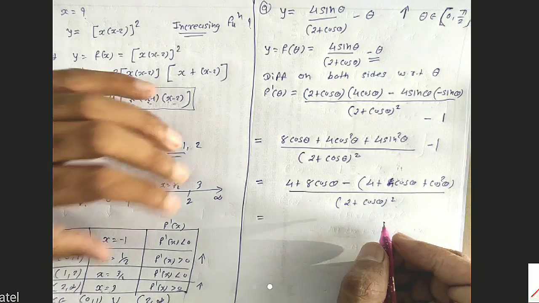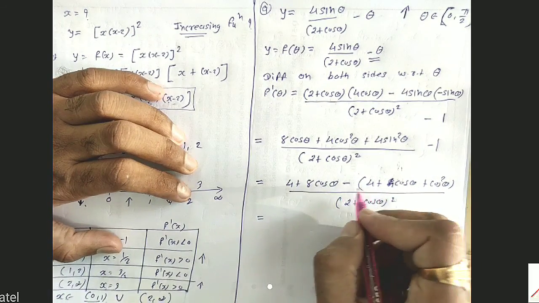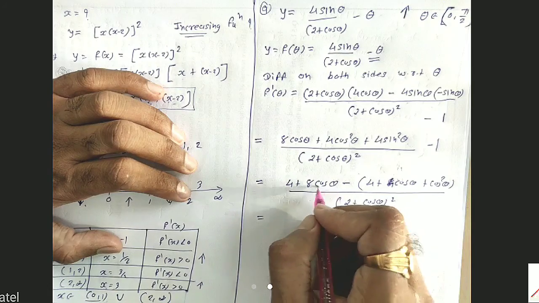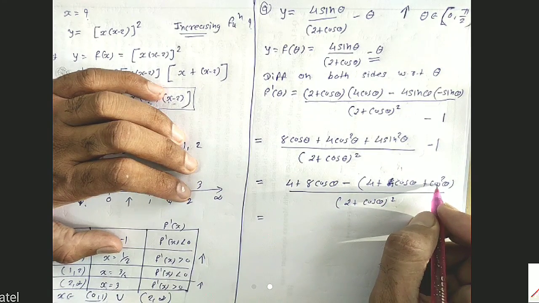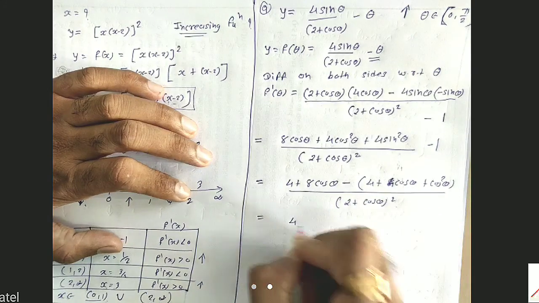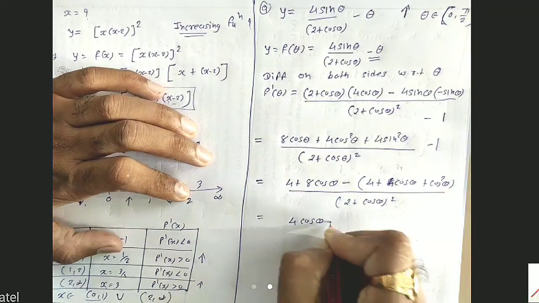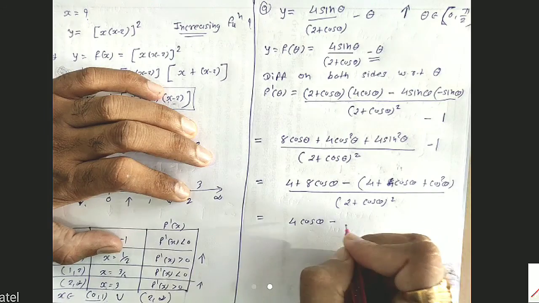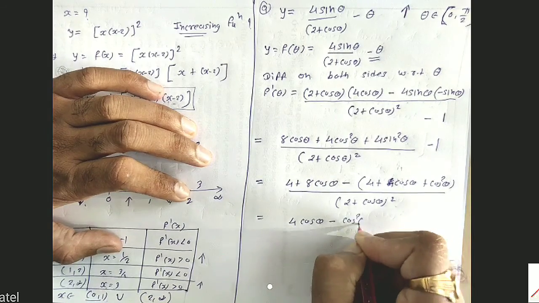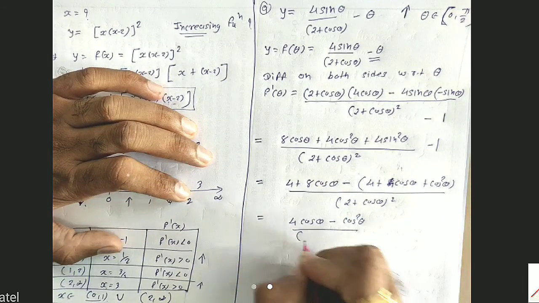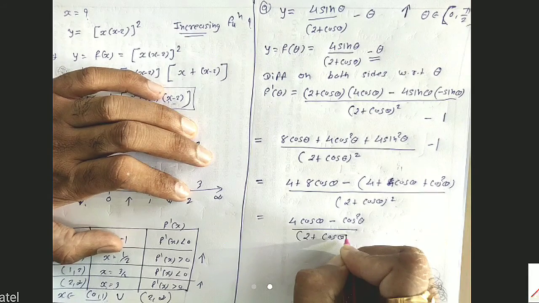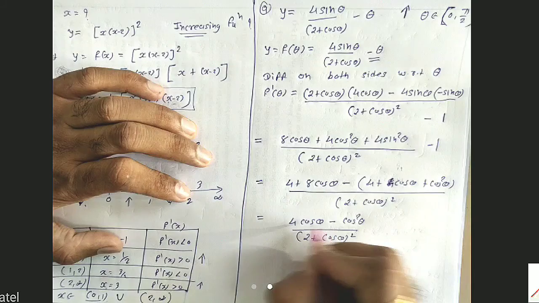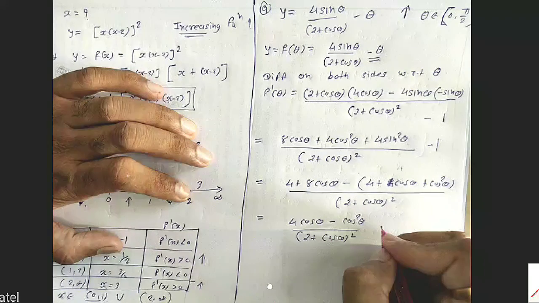Now simplify this. If we open the minus sign, this is minus 4 cos theta, this is 8 cos theta, this is minus 4, plus 4 cancels, and this is minus cos square theta. Done. So we are having 4 cos theta minus cos square theta and whole divided by 2 plus cos theta whole square. So again we can take cos theta as common. So cos theta is common.